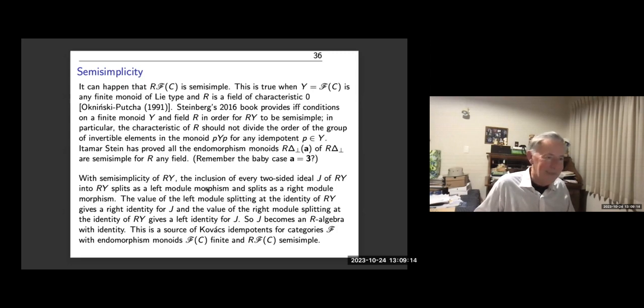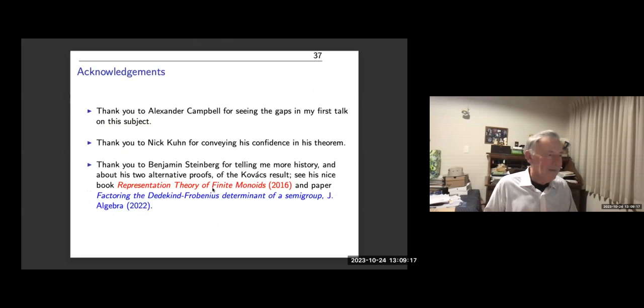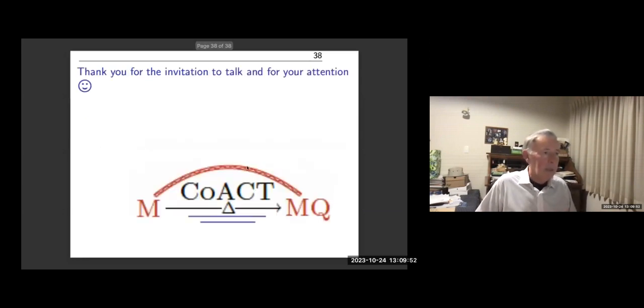We started a bit late, but okay, I want to acknowledge the fact that Alexander Campbell, my first argument needed more work, and he told me where some gaps were, so I filled them in. And Nick Kuhn, who helped me, and Benjamin Steinberg at the City University of New York, he's got a really nice book on the representation theory of finite monoids. So I recommend that book, and a lot of these ideas, especially about semi-simplicity, are in that book. So there you are. Thank you very much for the invitation.